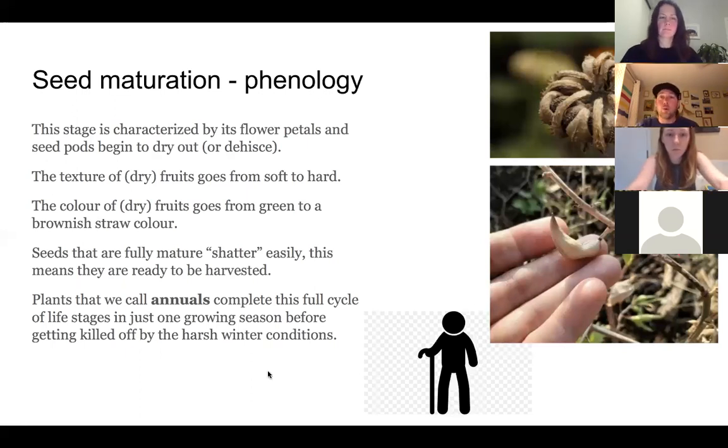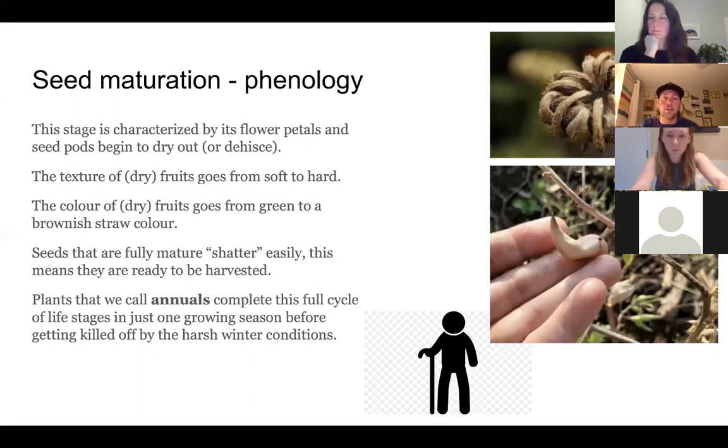And so we have gone from seed to seed in this class. We've completed the full loop. And so plants that do this entire cycle, growing from seed to cotyledon stage to juvenile stage to flowering to fruiting to mature seed, all in one season, those are what we call annuals.